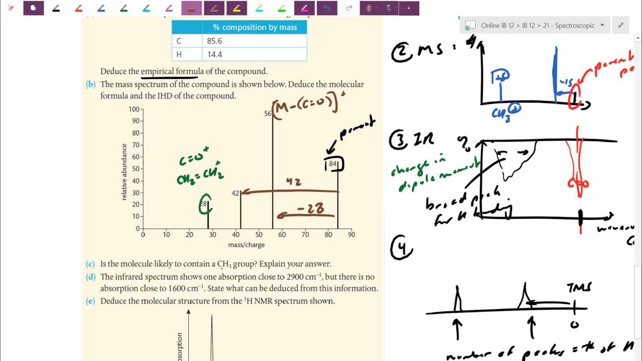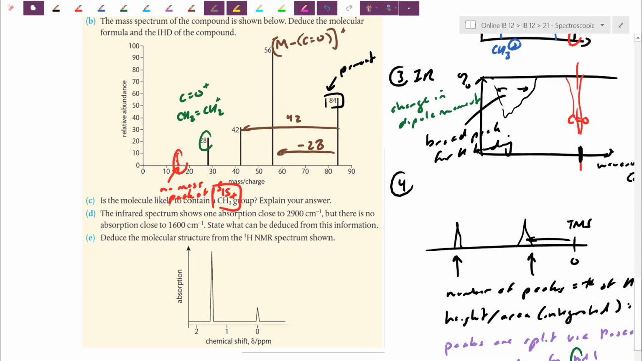Is this molecule likely containing a CH3 group? Well, a CH3 group here would have a fragment of 15. If this one here were a positive, I don't have a peak at 15. So since it's not there, I would say no, because there's no mass peak at 15. Okay.